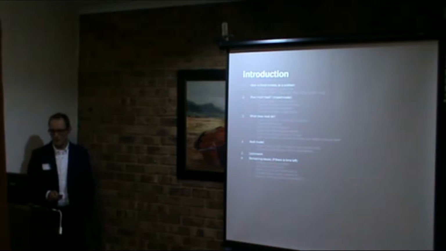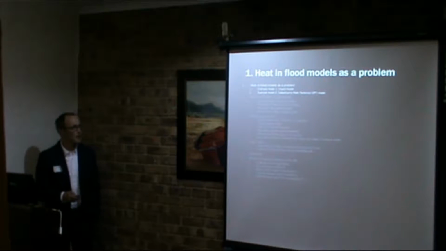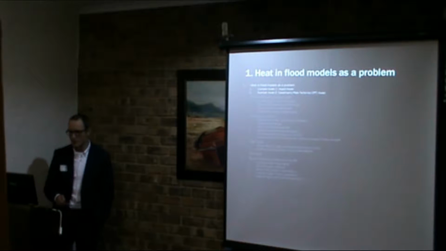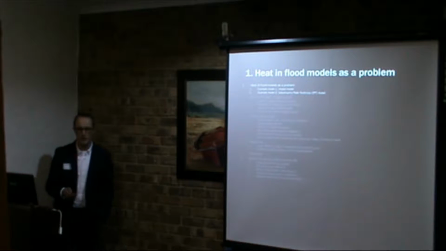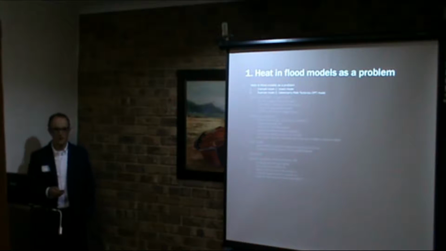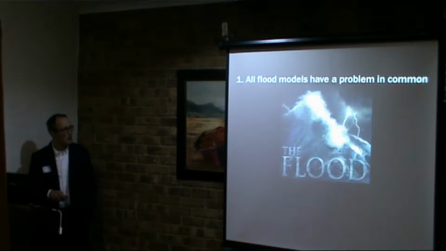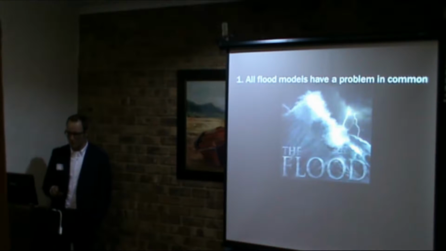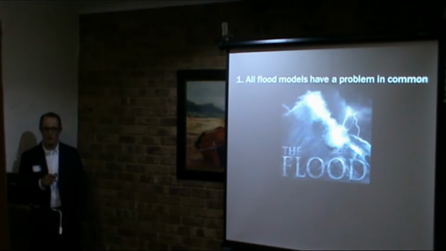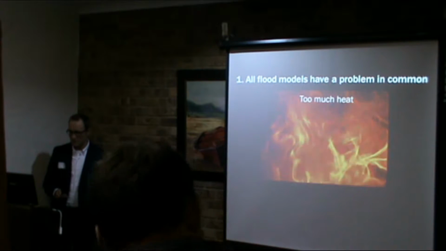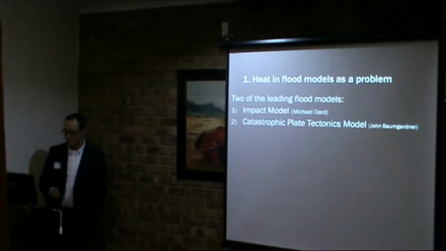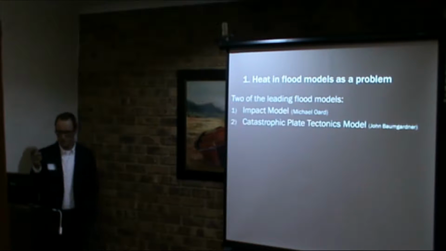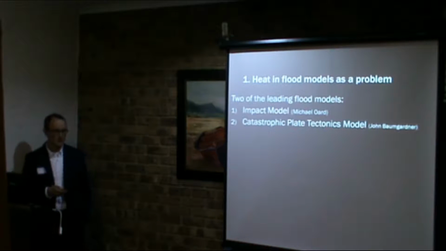First, heat in flood models is a problem. What do I mean? Well, I'm going for two examples: the impact model and the catastrophic plate tectonics model, the two leading flood models at the time. All flood models seem to have one problem in common, and that's that there's too much heat involved. The impact model is from Michael Hart, and the plate tectonic model is from John Baumgartner.